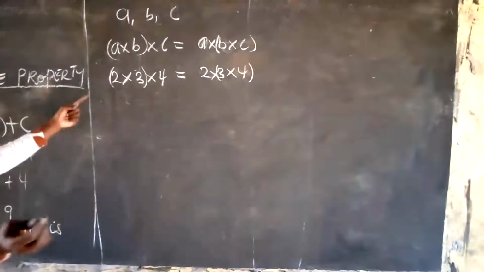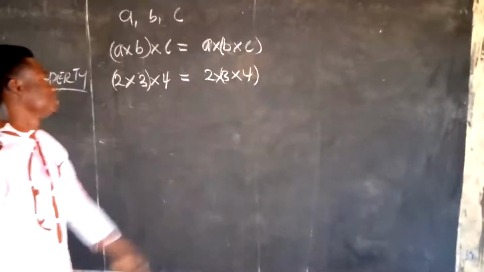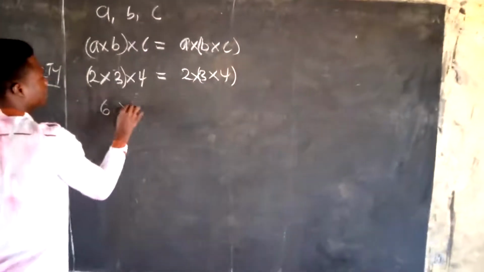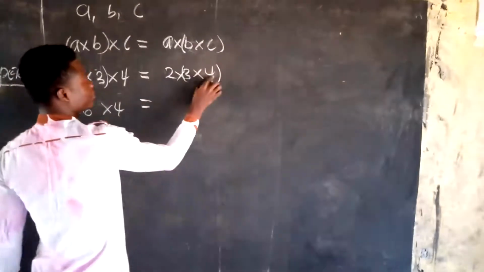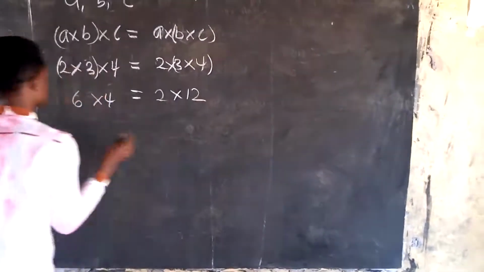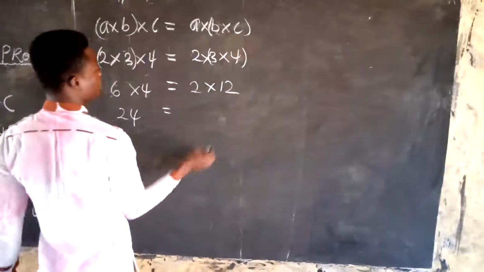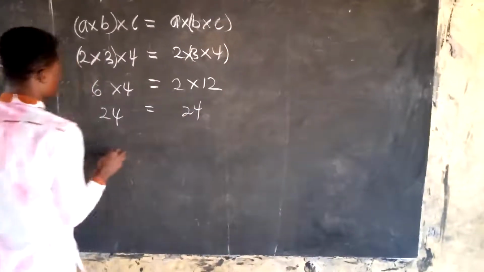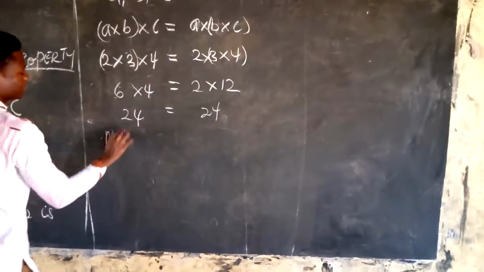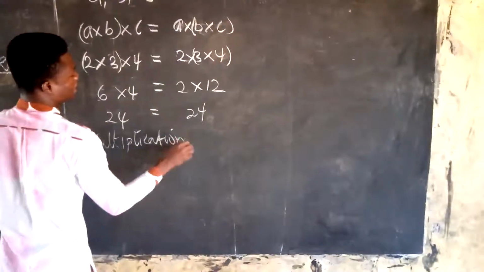So it means that when you multiply the whole of this one, we should be able to get the same when we multiply this one together. This time this one will give us 6 times 4, and this time this one will give me 12. So 2 here times 12. 6 times 4 gives me 24, and then 2 times 12 gives me 24. So we can conclude by saying that multiplication is associative.